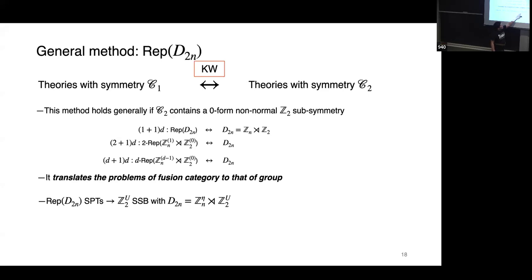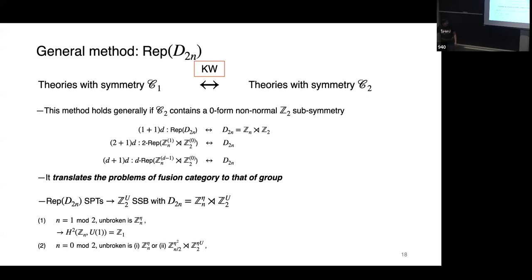If n is odd, you cannot find the diagonal group of these two. So only the first term is unbroken, which gives you only one SPT in this case. If n is even, following a similar analysis, you can either have this Zn or there is a diagonal group of n and 2. So there are two cases, two unbroken symmetries. Then you can apply the group homology analysis and get these classifications.